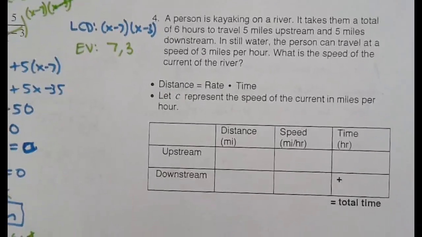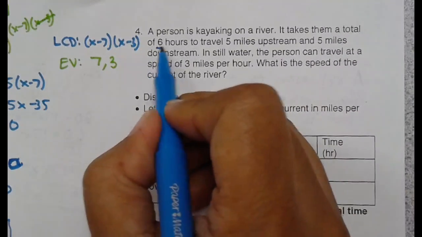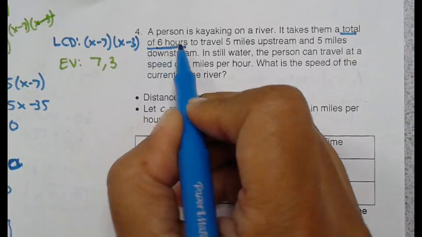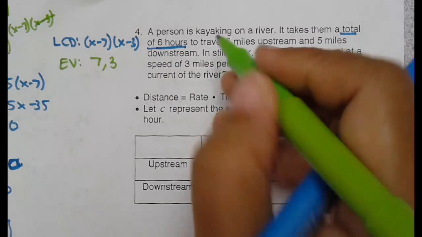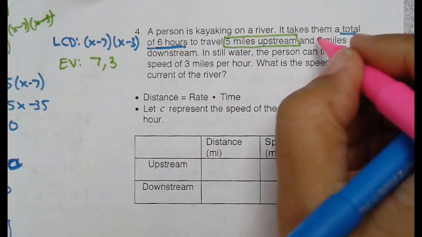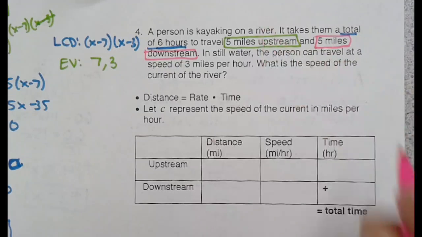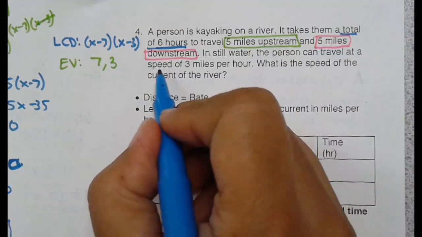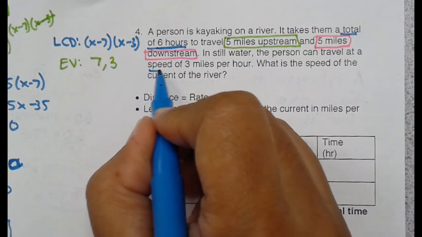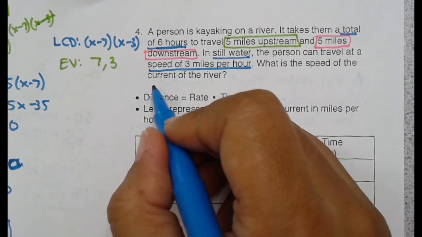All right, let's go ahead and do some word problems here. So the first one is, a person is kayaking on a river. It takes them a total of 6 hours to travel 5 miles upstream and 5 miles downstream. In still water, a person can travel at a speed of 3 miles per hour, and that's in still water. What's the speed of the current of the river?